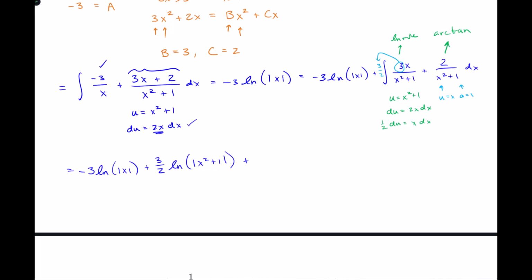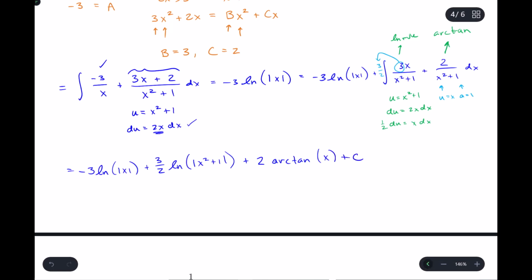But I don't need this 2 up here, so it will come outside the integral. And I will have arctangent of x over 1, so that's just x, plus c. And then I have my final answer here.